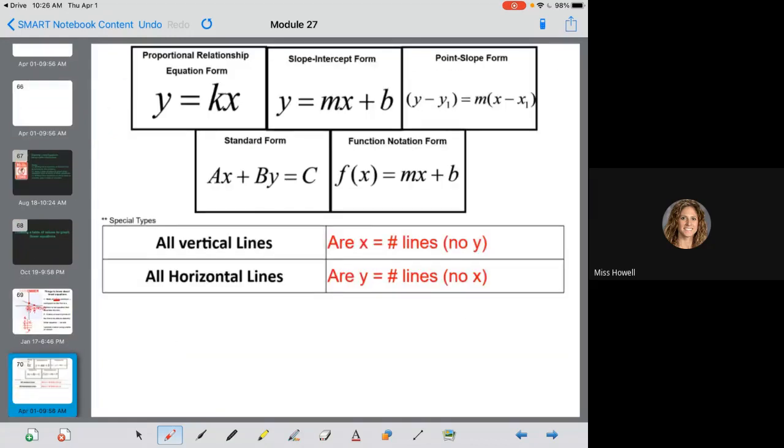So for today, we're going to be working no matter what format we're given. We might be given this y equals kx proportional relationship form. We might be given slope-intercept form. We might be given point-slope format, standard format, or that special notation, function notation format. Remember, this f of x is really the same as y equals mx plus b still, right? It's just a notation thing that's slightly different.